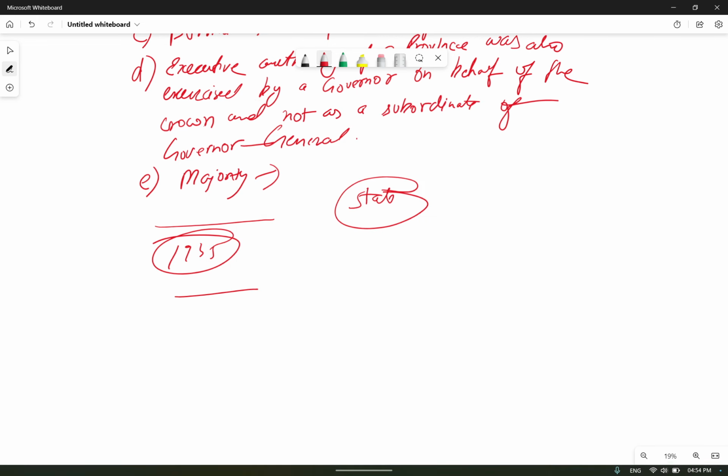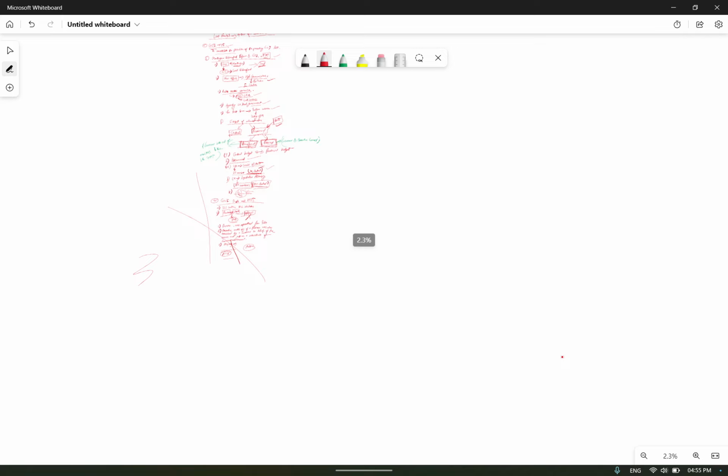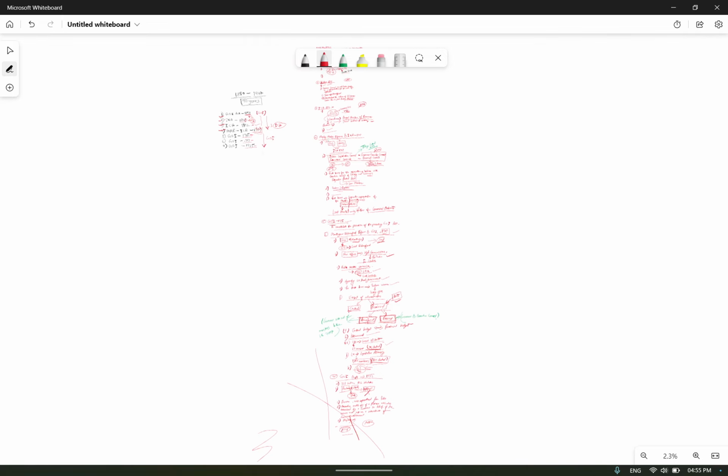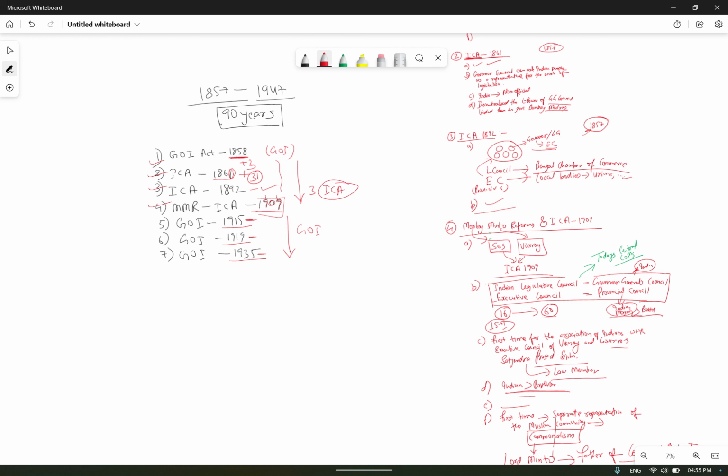We have discussed all the reforms, all the acts in detail. Okay, so these were the reforms that we have discussed: Government of India Act of 1858, Indian Councils Act of 1861, Indian Councils Act of 1892, then the Morley-Minto Reforms of Indian Councils Act of 1909, Government of India Act 1915, 1919 and 1935.